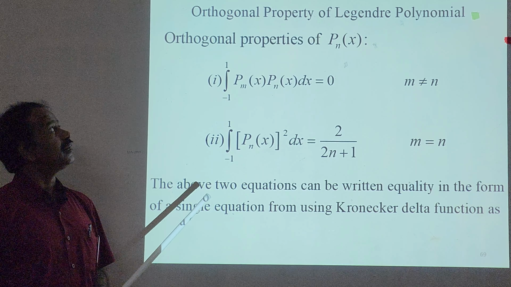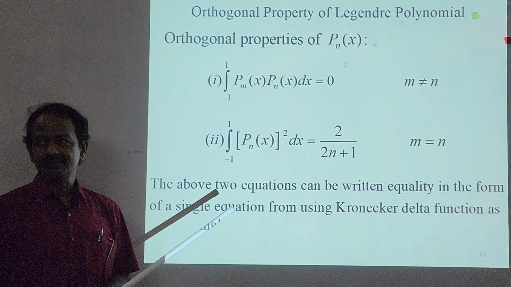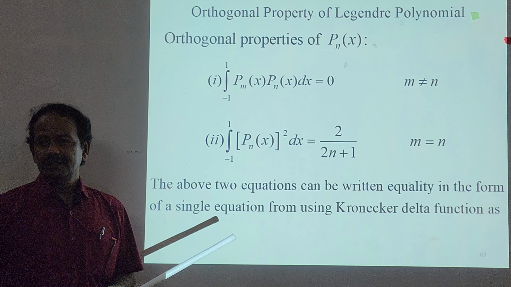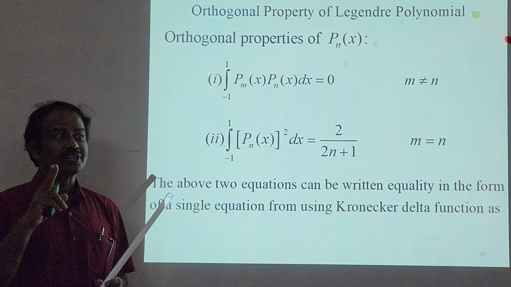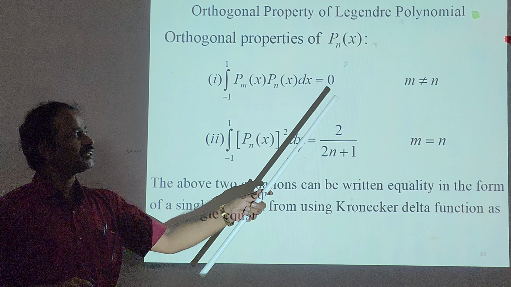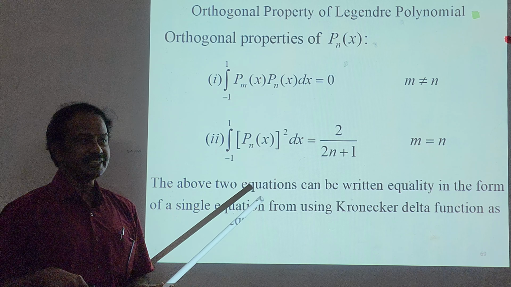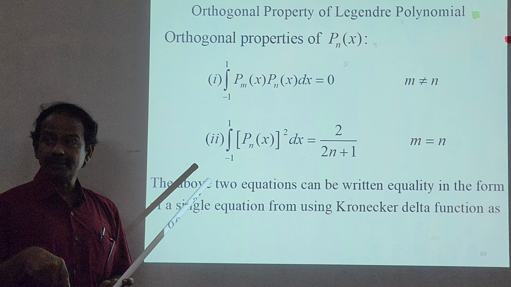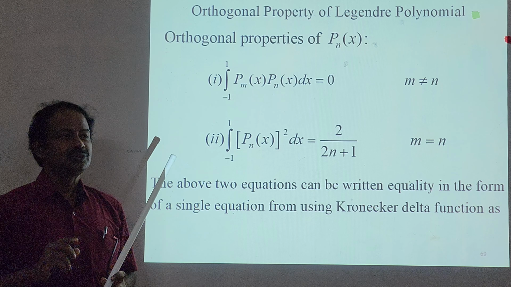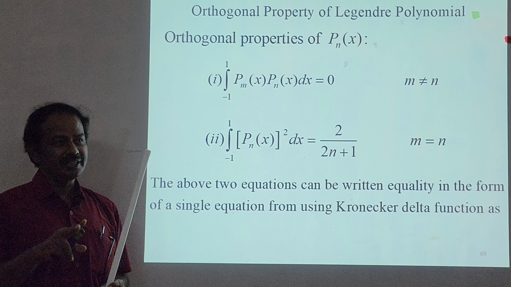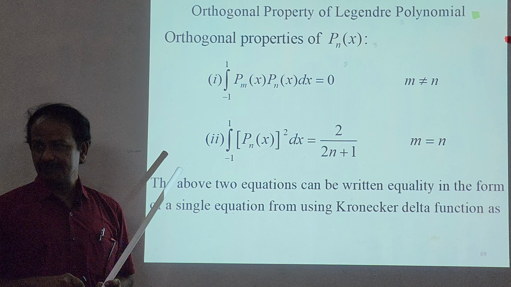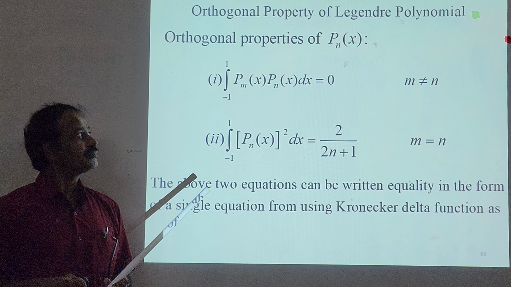Let us discuss the orthogonal property of Legendre polynomials. Of course, we know the orthogonal property clearly implies that there will be two solutions. There must be two polynomials. So we are going to have one polynomial, Pn of x, and we are going to have another polynomial, Pm of x. To learn the orthogonal property, we need to have at least two polynomials, to check whether they are perpendicular or not.